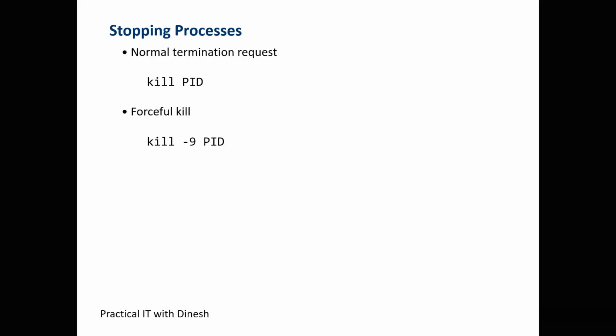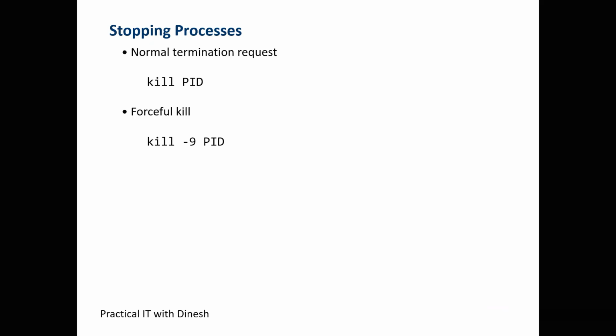Sometimes we need to stop a process. The kill command sends a request asking the process to terminate gracefully. kill -9 forcefully terminates the process if it does not respond. Always try the normal kill command first. Use kill -9 only if the process refuses to stop.